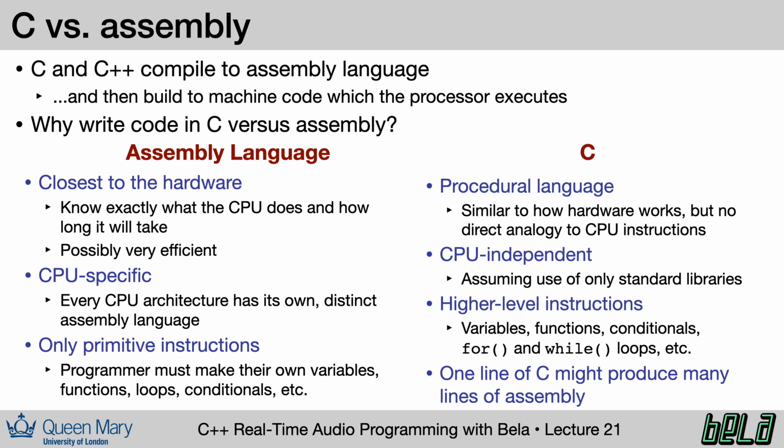By contrast, C is what we might call a procedural language. It still executes instructions in order, and it's similar to how hardware works, but there's no direct analogy to particular CPU instructions. That means that C code can be compiled to run on any CPU and any operating system, assuming you're only using standard libraries. C will give you higher-level constructs like variables, functions, and loops, and one line of C code could potentially produce many lines of assembly, or in fact no lines at all. This is entirely up to the compiler.